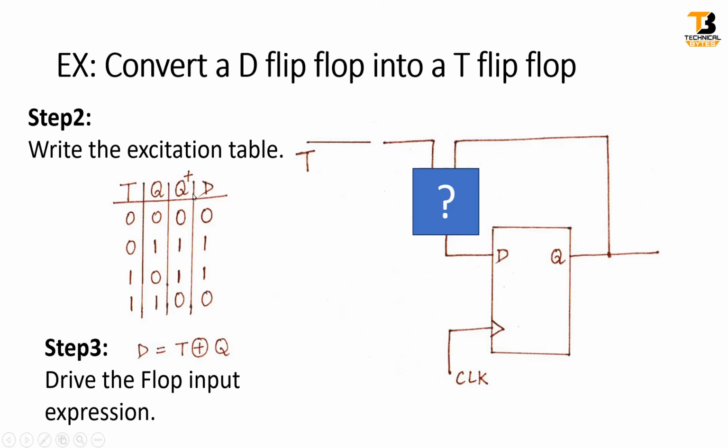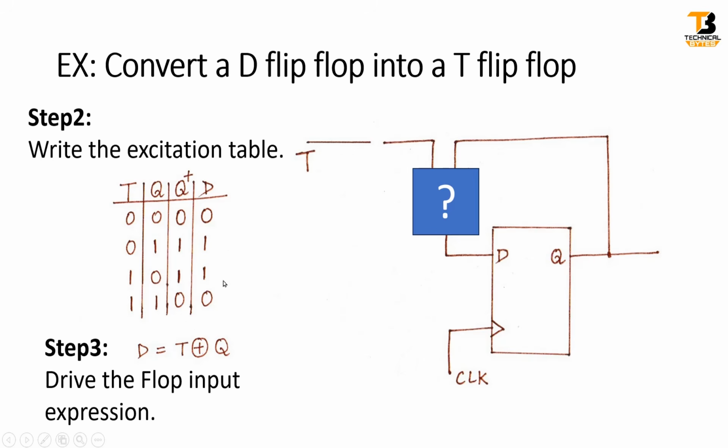Friends, because we are going to build a T flip-flop, this next state will be as per the truth table of T flip-flop only. So when T is 0, Q is 0, what should be the next state? Next state should be unchanged, so it will be 0 only. If T is 0, Q is 1, again output should remain as it is, so it will be 1 only. When T is 1, Q is 0, that means output should toggle. So output was 0 and it will become 1. When T is 1, Q is 1, output will toggle and it will become 0.